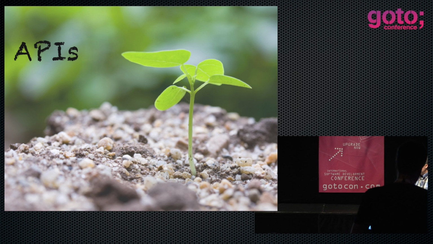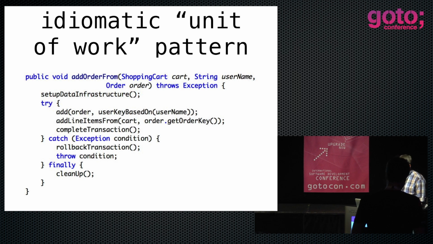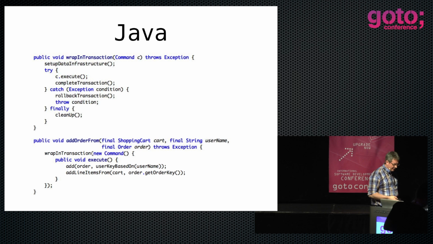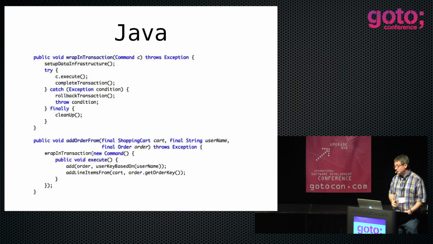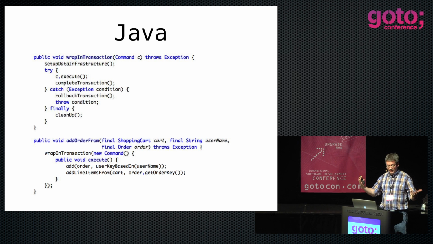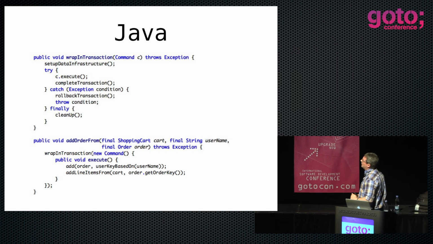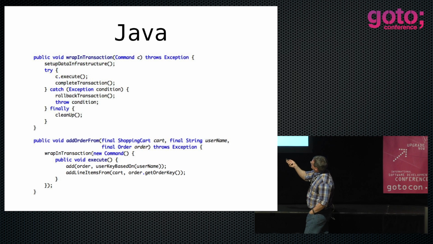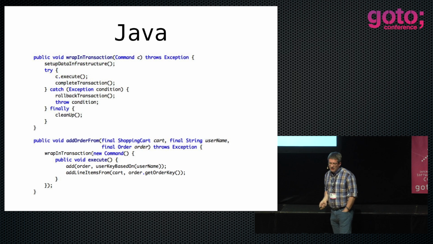So in the example that I showed you before, this idiomatic unit of work, this is the code that I want to capture it from. So in Java, I can very easily come in here and say, well, let's use a proper Gang of 4 design pattern here. We'll extract this using the command pattern. So now my command's up there, and this is now my method.